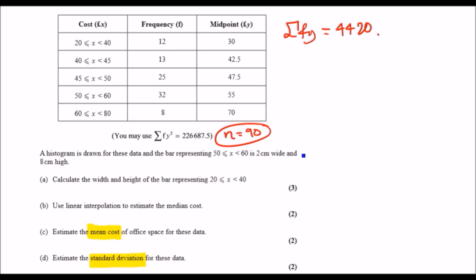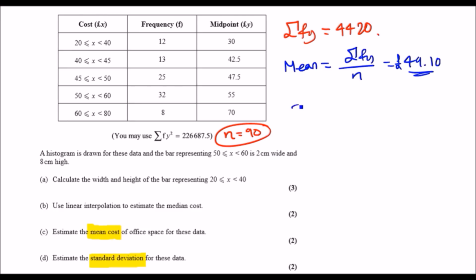Now, let's go ahead and actually solve this problem. To calculate the mean, which is quite straightforward, it's just the sum of fy, the total you have, over the number, which is 90. This will just give you 4420 over 90. Should give you exactly, well, I'll keep it to a decimal, 49.11 recurring, or you can leave it as a fraction. So that's the mean cost. Actually, you know, we should put in pounds. So the mean cost is £49.10.